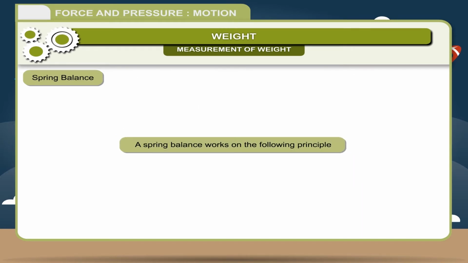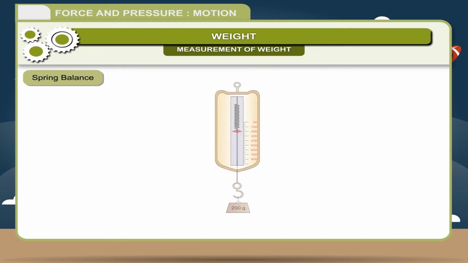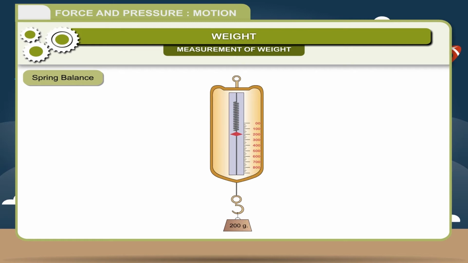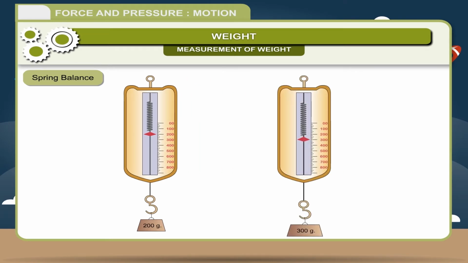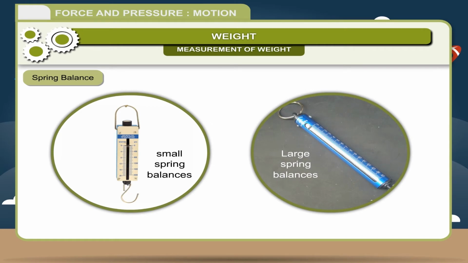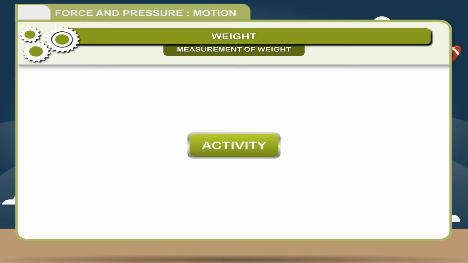A spring balance works on this principle. The extension produced in a spring is directly proportional to the weight suspended from the spring. That is, if the weight of a body is more, the extension produced in the spring will also be more. In other words, the pointer will move downwards to a greater extent. For the laboratory, small spring balances are used, and for other purposes, large balances are used.